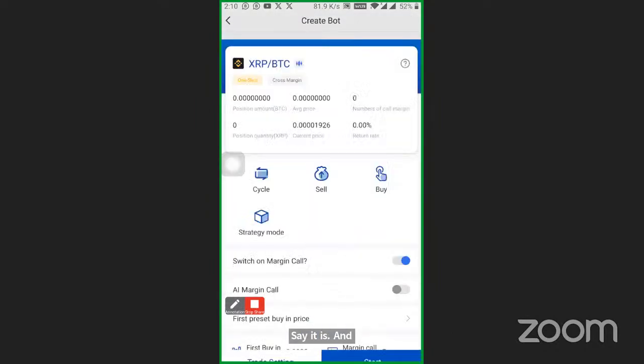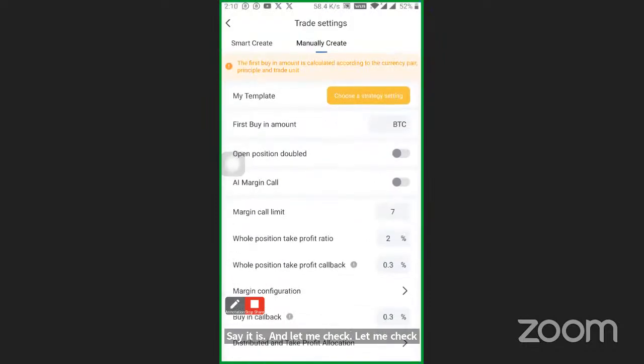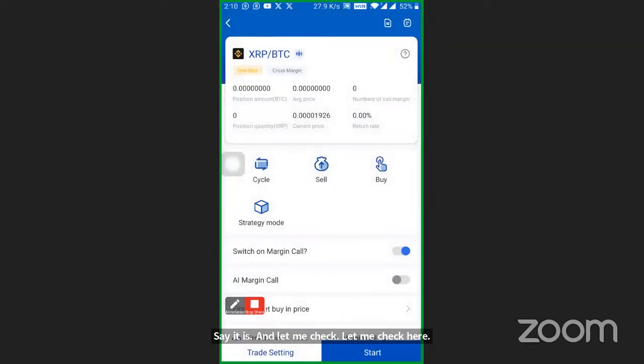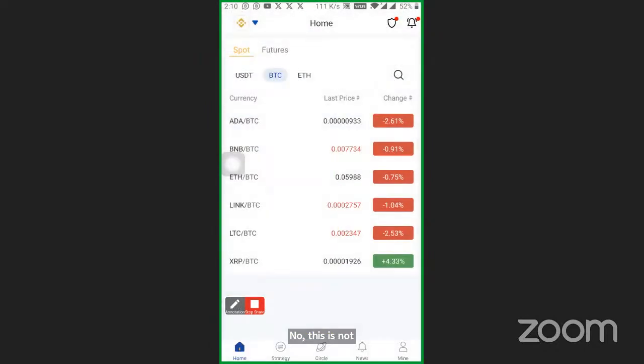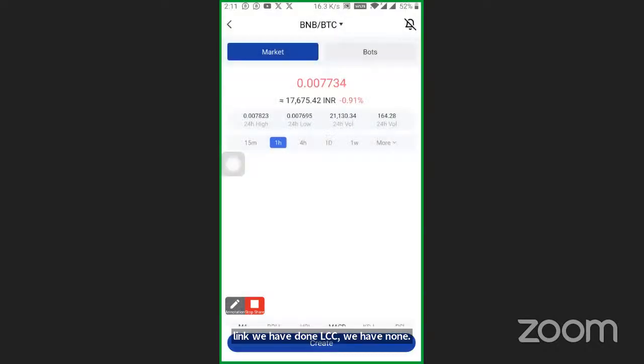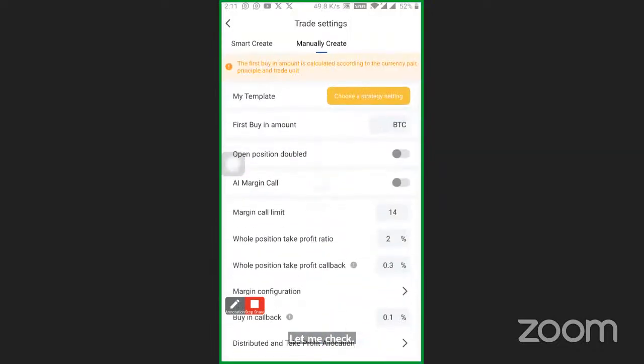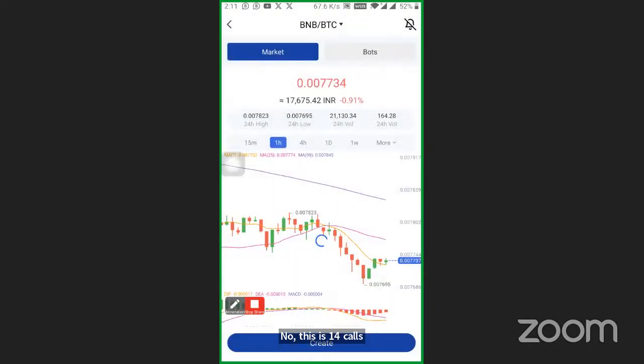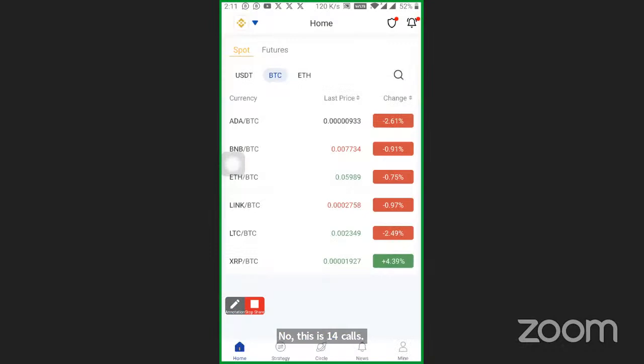And let me check here. No, this is not. Maybe I've saved it to some other coin. Okay, we can have Link. We have done LTC. Let me check BNB. Okay. No, this is 14 margin calls. So let me take you to the plus one strategy, and maybe it is XRP. I have just checked Link. ADA. Maybe it's ADA.